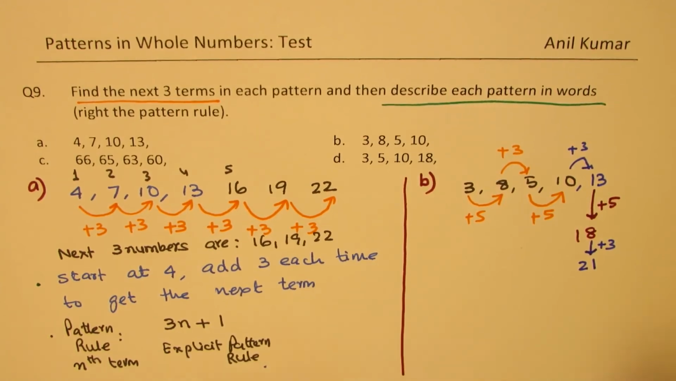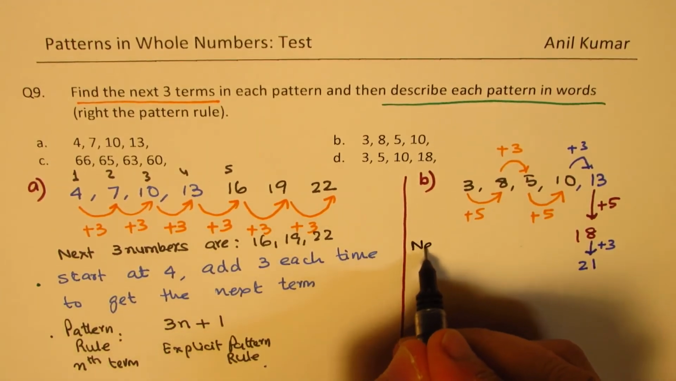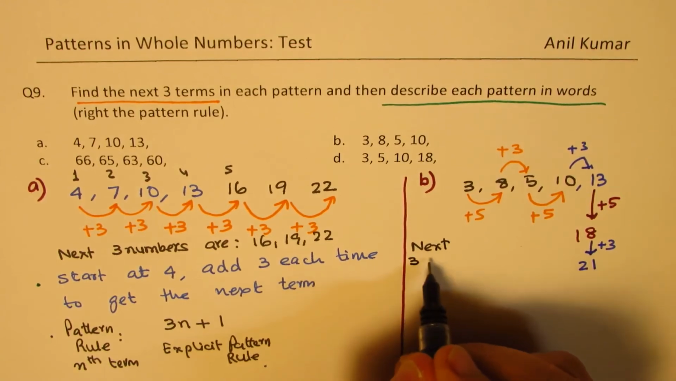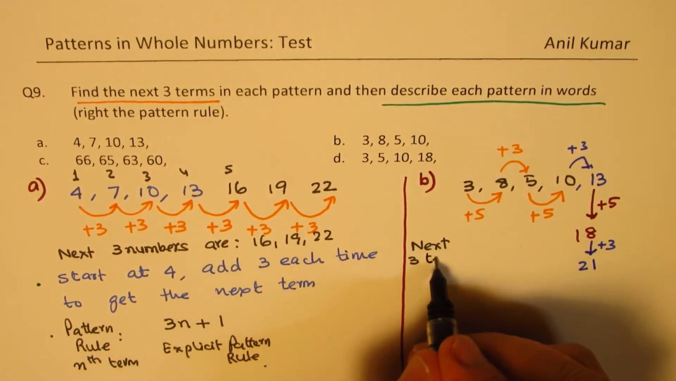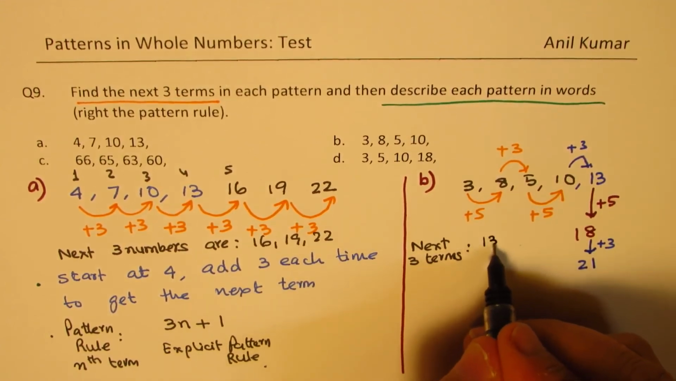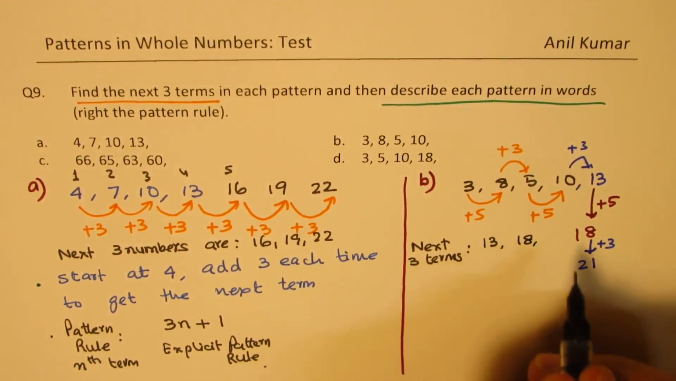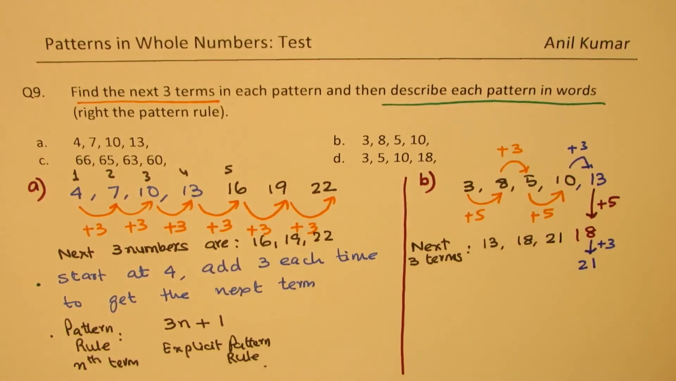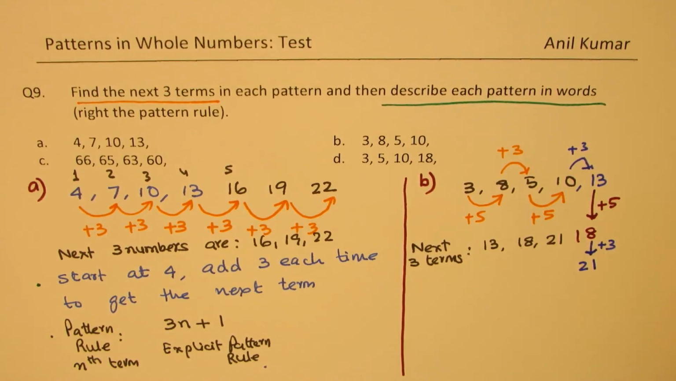And based on what we did, we can say that the next 3 terms are 13, 18, and 21. And you can follow this process. Does that make sense to you? Correct? Now this is a slightly difficult pattern to describe. Anyway, let us make an attempt. How do we describe it?